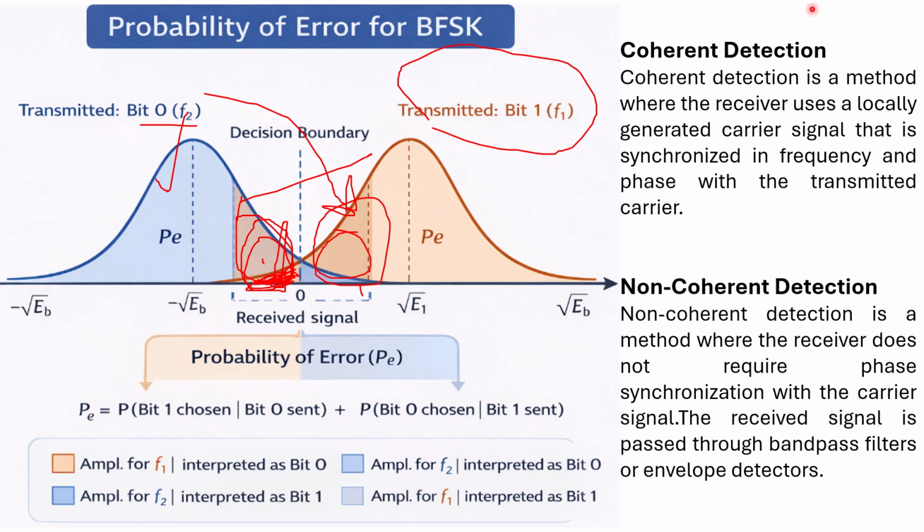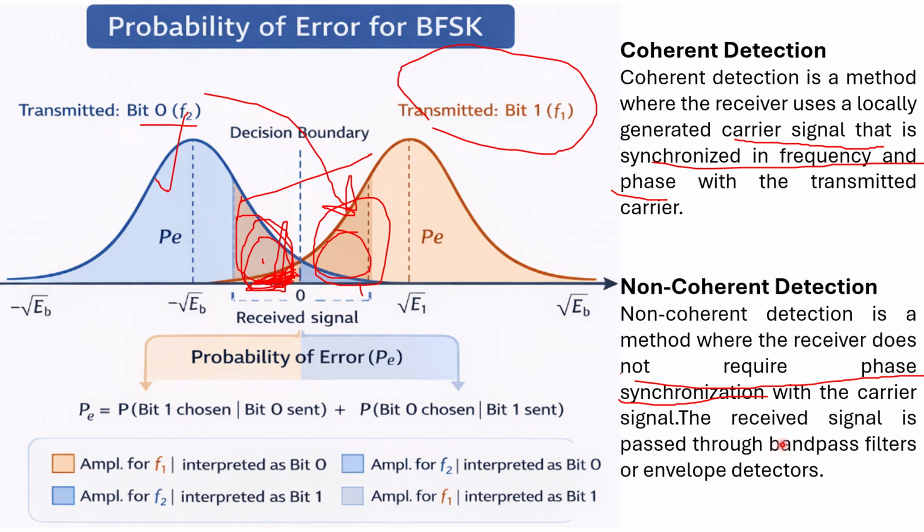Now we have two types of detection systems. First is coherent detection, a method where the receiver uses a locally generated carrier signal that is synchronized in frequency and phase. That is the major crux of coherent detection. Non-coherent detection does not require any synchronization; you can detect independently.